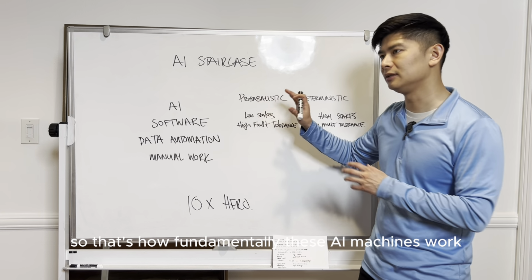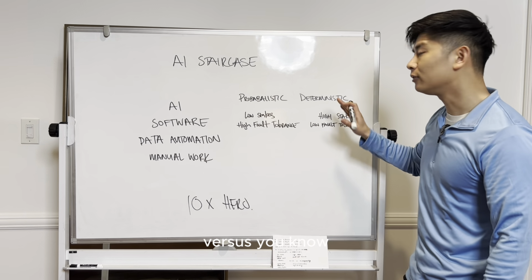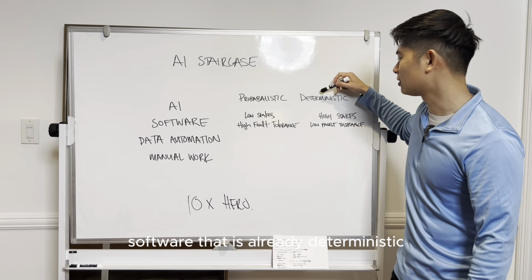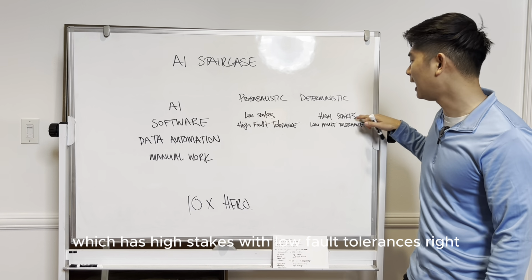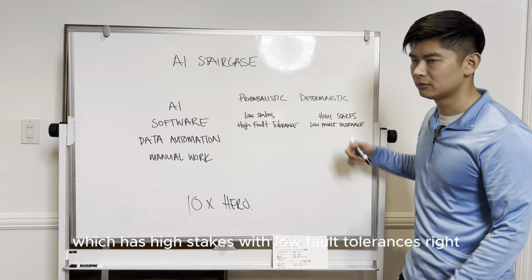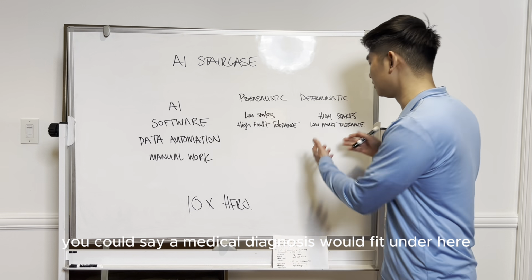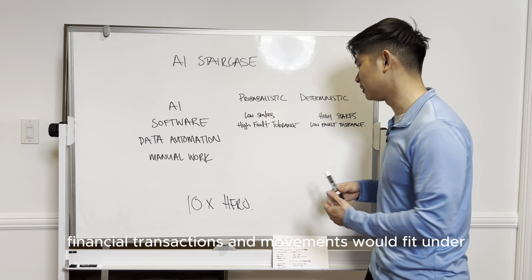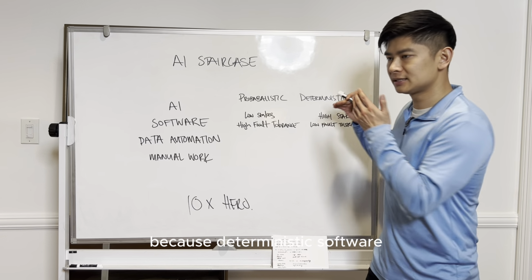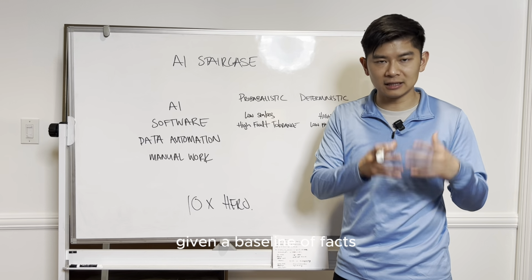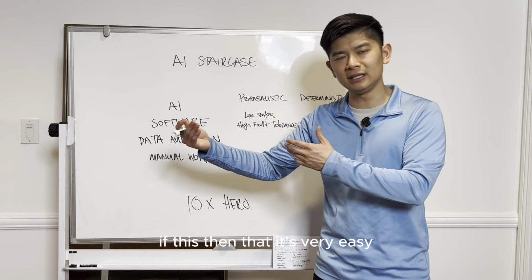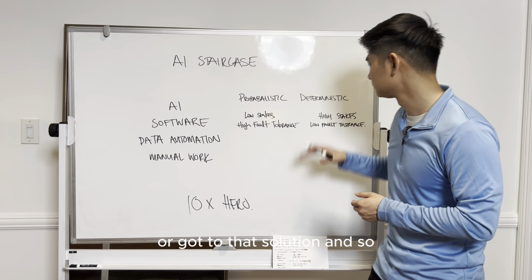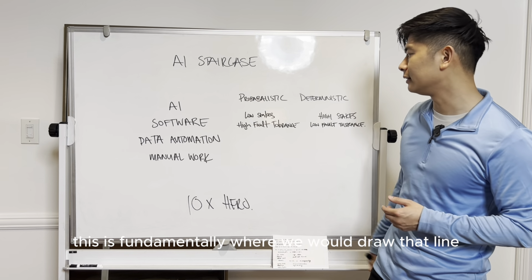So that's how fundamentally these AI machines work, versus a business process or business enterprise software that is already deterministic, which has high stakes with low fault tolerances, right? You could say a medical diagnosis would fit under here. You would say financial transactions and movements would fit under here. Because with deterministic software, given a baseline of facts, if this, then that, it's very easy to understand how the system got to that decision or solution. And so this is fundamentally where we would draw that line.